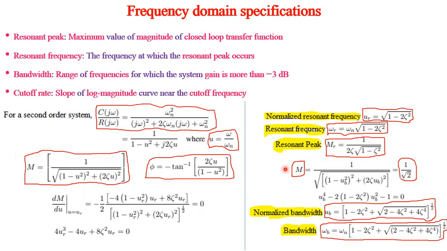Next we have to find out the bandwidth. Bandwidth means gain more than minus 3 dB. That means the magnitude expression we have to equate to 1 by root 2. So this u I am calling ub, like how I made u as ur here. So this ub is the normalized bandwidth. If you simplify this, squaring and then solving, the normalized bandwidth is 1 minus 2 zeta square plus square root of 2 minus 4 zeta square plus 4 zeta power 4, everything raised to the power half, that is square root. Normalized bandwidth means omega by omega n. Therefore actual bandwidth is omega n multiplied by this.